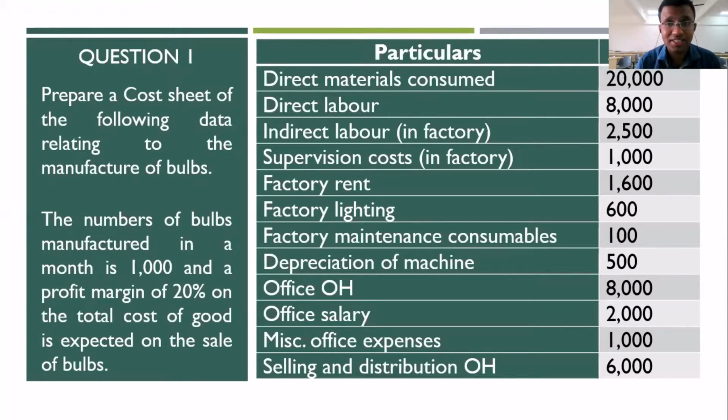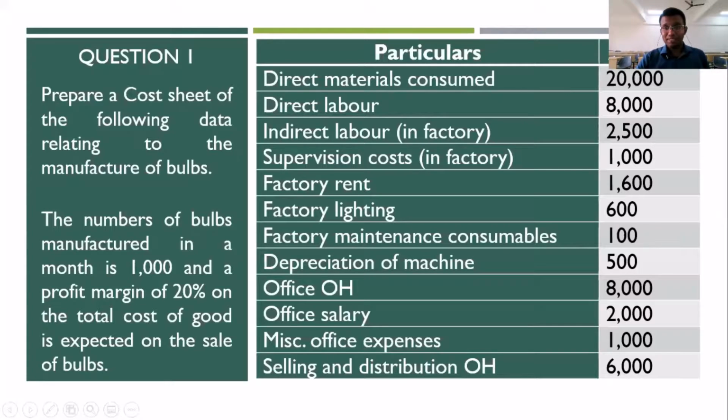Also in this question, what they have told us is that the company is anticipating a profit margin of 20%. So we will also have to factor in this 20% profit margin. Now let's look at the items.